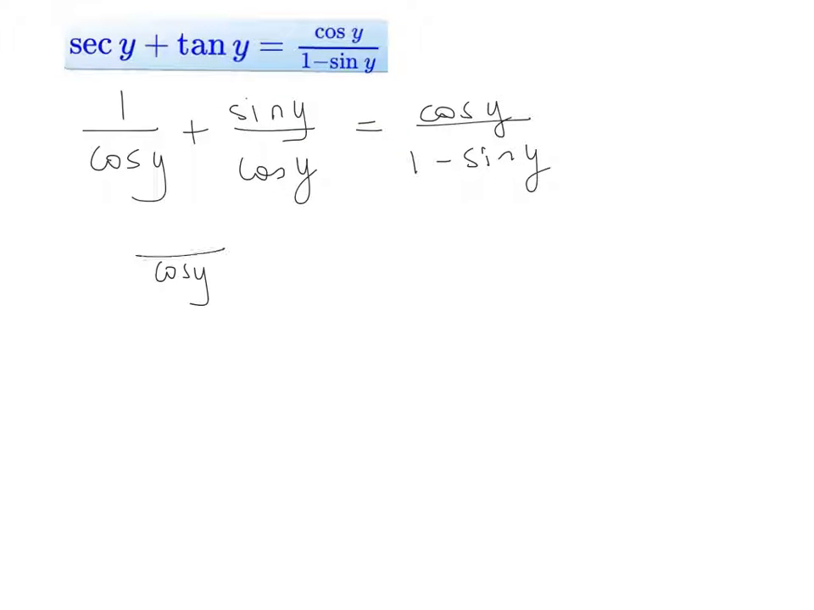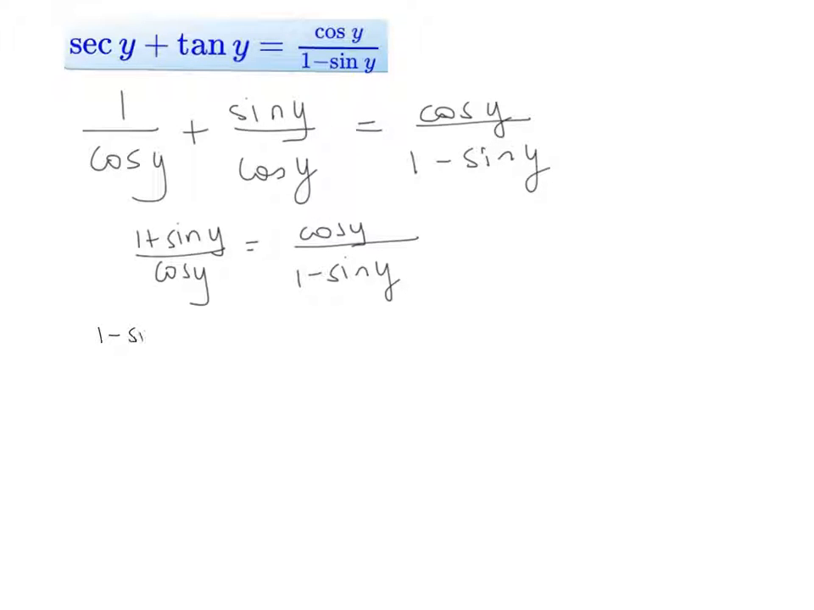so I'm going to go ahead and write cosine y, and I have 1 plus sine y. And that equals cosine y over 1 minus sine y. The problem is that my denominators don't look the same, so I need a 1 minus sine y. And so to do that, I'm just going to go ahead and multiply by 1 minus sine y on both sides. I'm sorry, on the numerator and denominator of the left side.